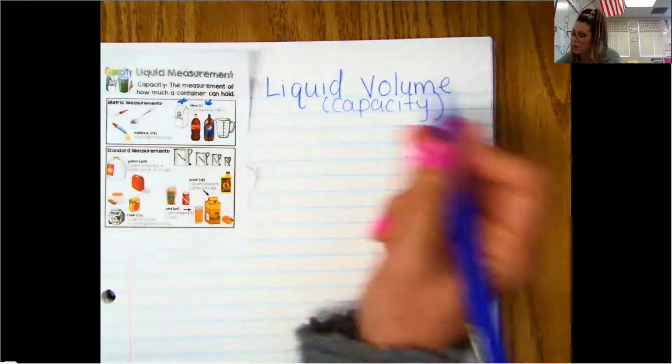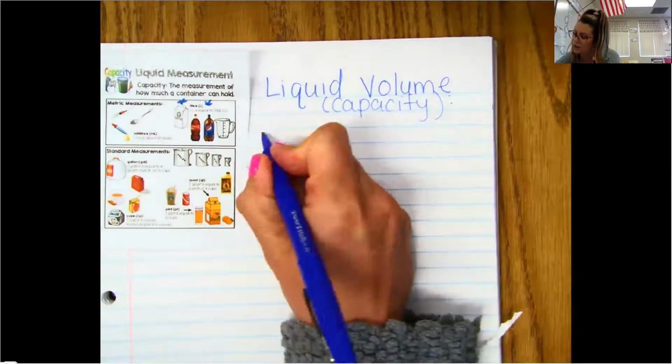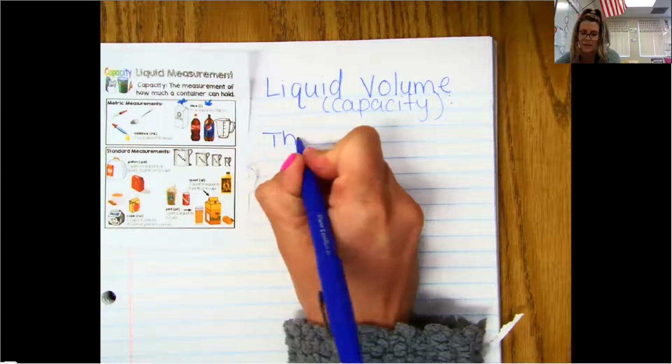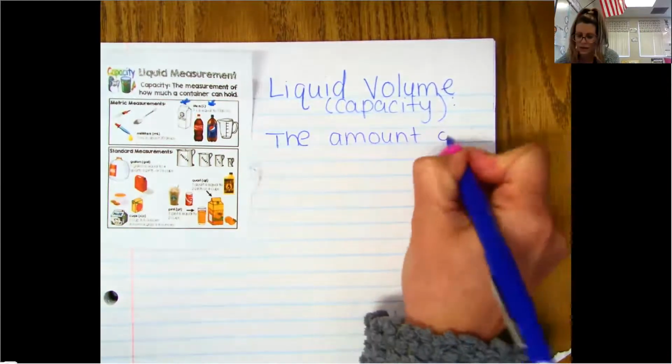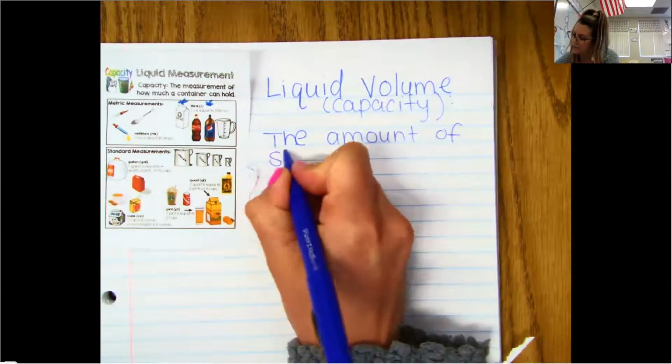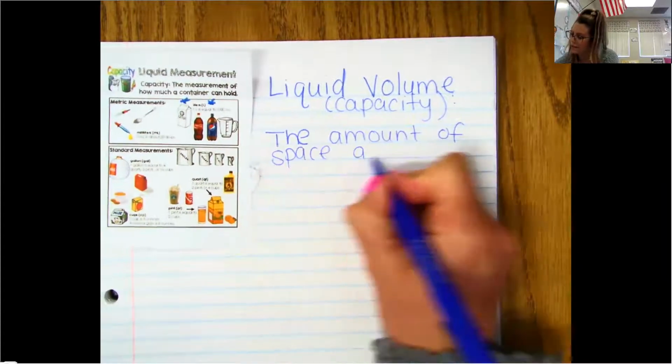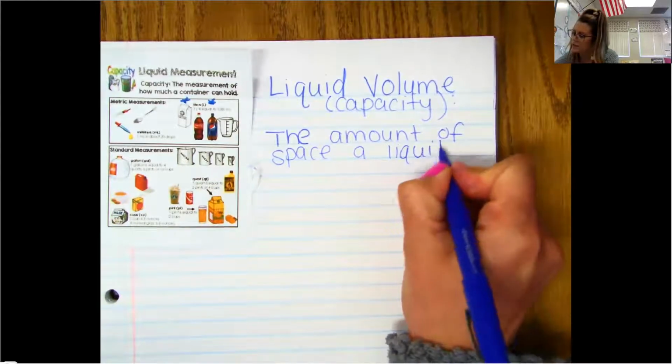Okay, so we'll go ahead and write our definition. Liquid volume and capacity means the amount of space a liquid takes up.